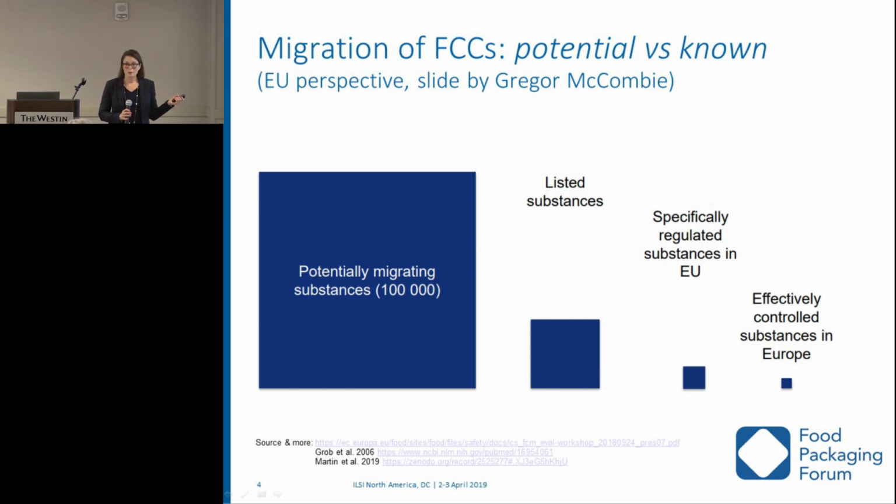So he said, potentially, we're dealing with 100,000 migrating substances. How does he derive that number? Well, he says there's about 10,000 listed substances, and each of those listed substances can have an additional 4 to 6 to 10 impurities, reaction byproducts, breakdown products, and so on. Because we're not dealing with pharmaceutically pure chemicals when we make food packaging, right? There are impurities in there, and I think some of the talks we heard yesterday illustrated that quite well.